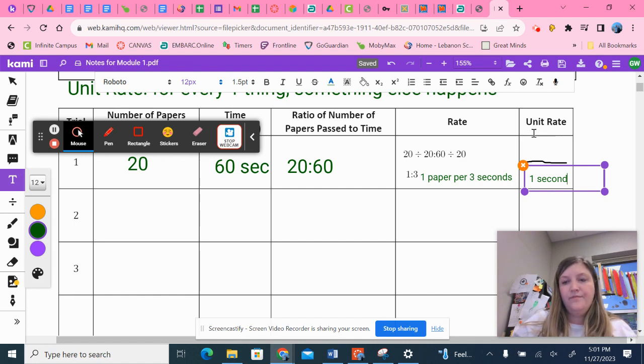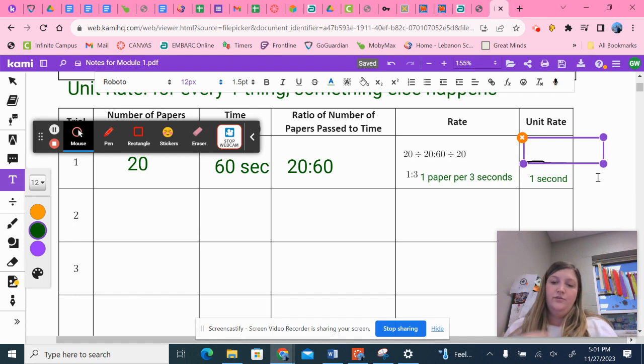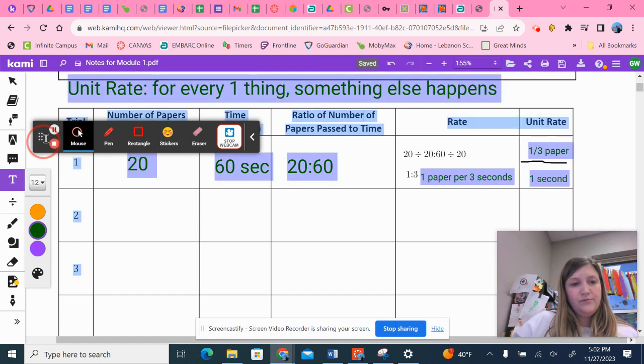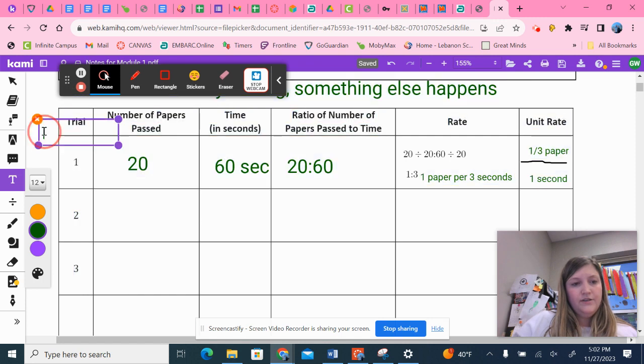Okay, and the top, we need to say what we did do to 1 paper. Well, if we divide the bottom by 3, we have to do the same thing to the top. So 1 divided by 3 is what fraction? Good, it's 1/3. 1/3 of a paper per second. That's our unit rate. So let's try this again. We're going to do it 2 more times.